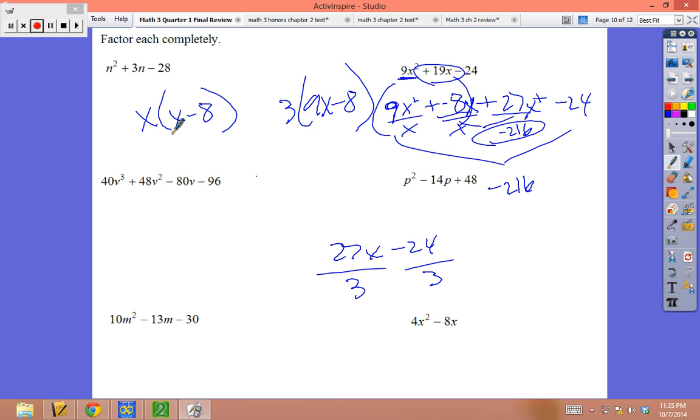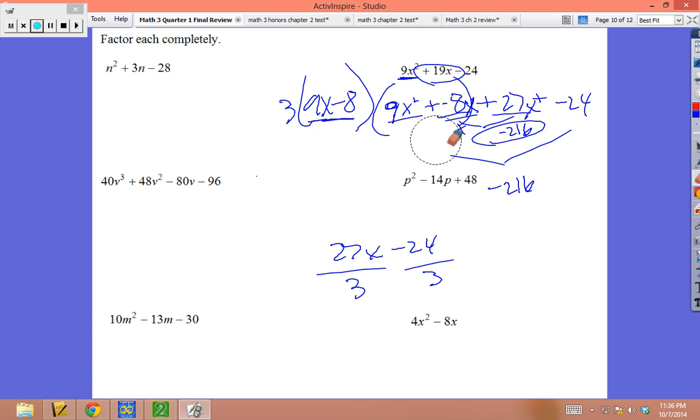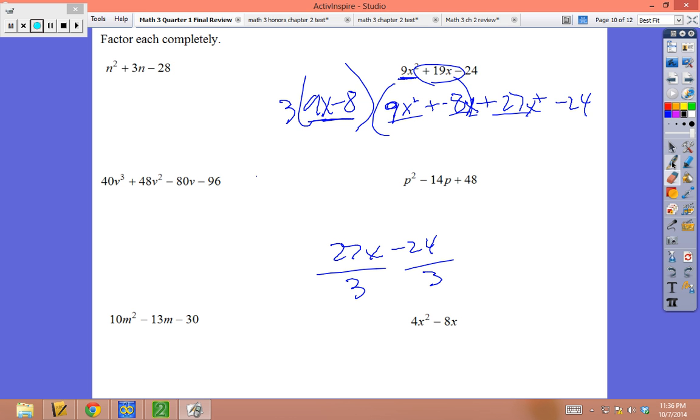I knew it wasn't looking right because these always got to be the exact same thing. I got x minus 8, but over here I got 9x minus 8, so something's messed up. So I went back and looked, and it was 9x squared, not 1x squared. So here we go, I found my mistake, so now it's going to be much more pleasing.